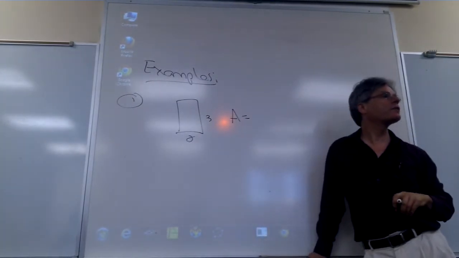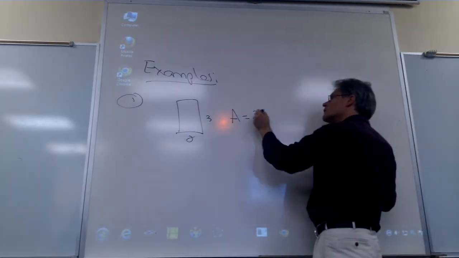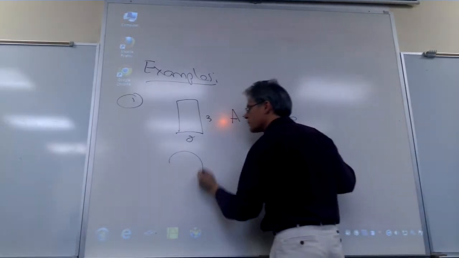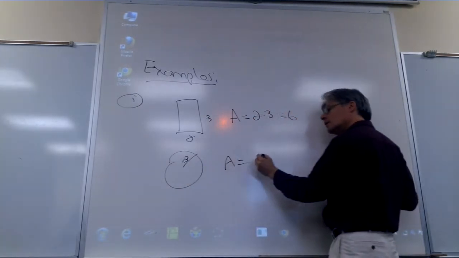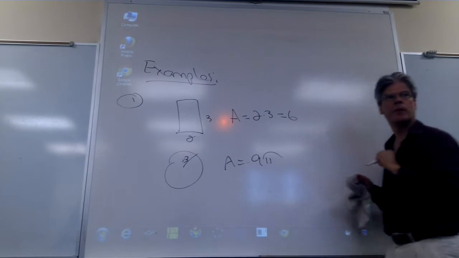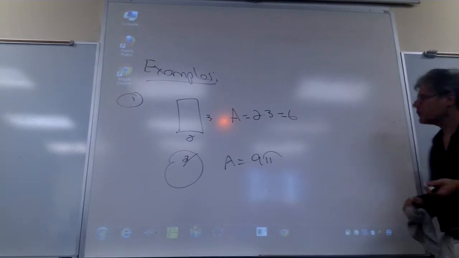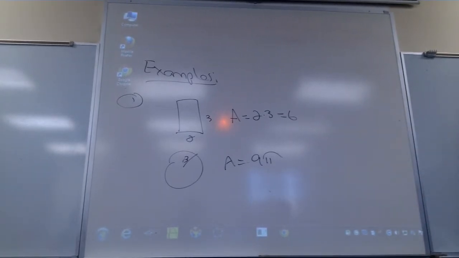Come on, you guys, fast. What's the area of the rectangle? It's 6. What's the area of the circle? Pi r squared. I mean, easy stuff, right? But what if it's not so easy?